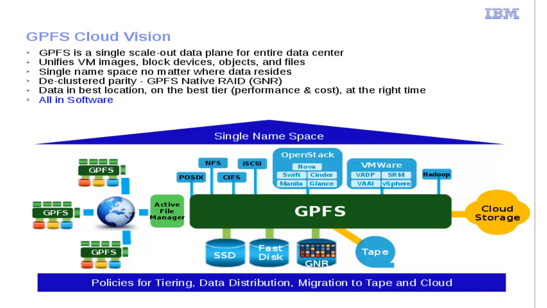IBM's GPFS is a proven solution that is used extensively worldwide across multiple industries. When you deploy your OpenStack cloud environment with GPFS storage, all of your nodes are able to access image, block, object, and file data locally in the shared file system. This means that copying of data between services, like from Glance to Cinder, is minimized or eliminated altogether.